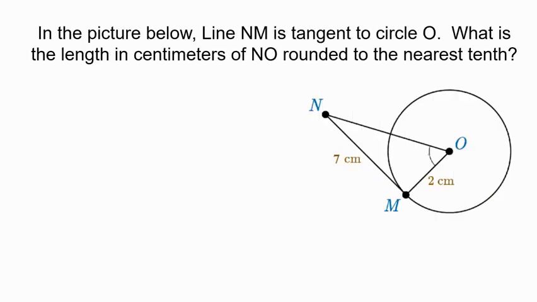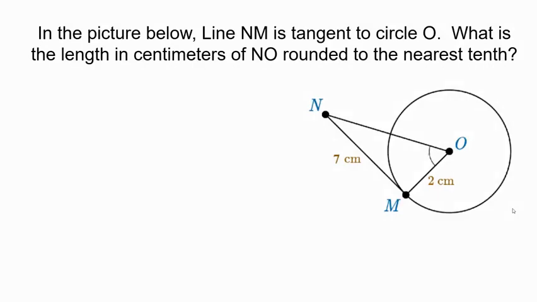Take a look at the picture below, we're told that line NM is tangent to the circle O. So remember, tangent means that it touches the circle just on the edge and it only touches it one time. So this line NM is tangent. And we want to know what is the length in centimeters of NO rounded to the nearest tenth.